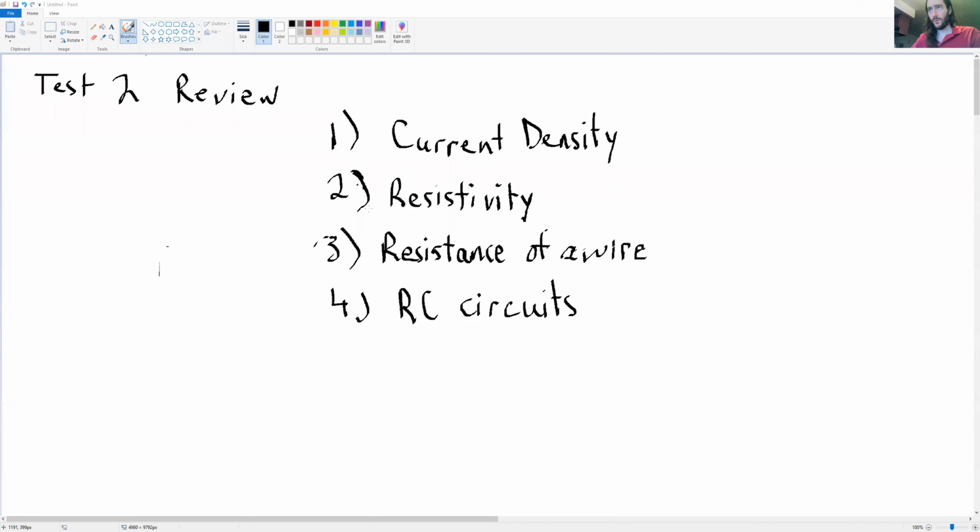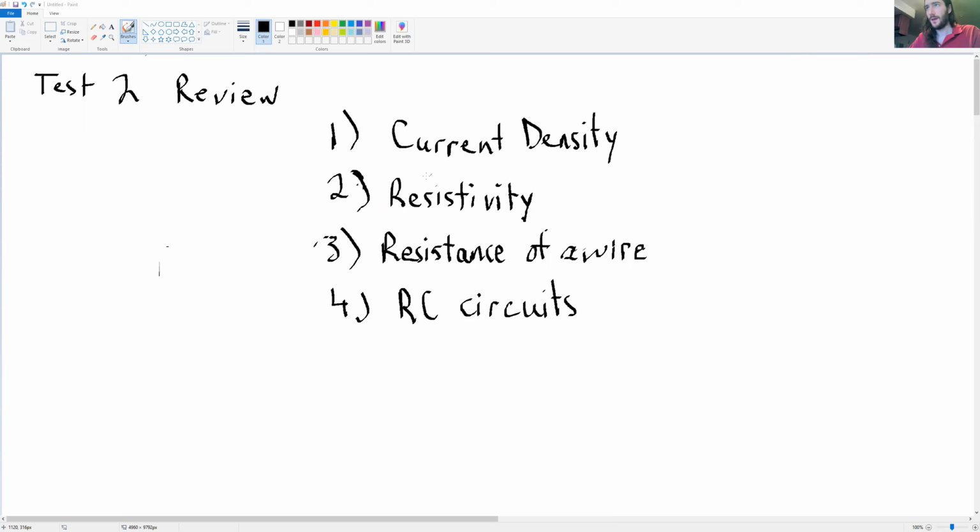Okay, so what we're going to do today is review for test two. There were a couple topics we weren't able to cover on the Saturday review session. Those came up with these four topics here: current density, resistivity, resistance of a wire, and RC circuit. So we'll just go ahead and go through these in this order here.